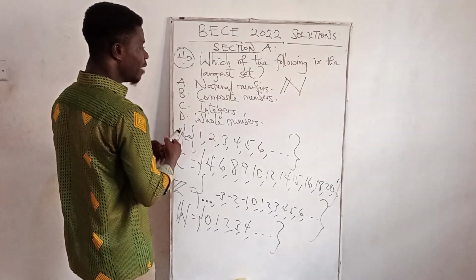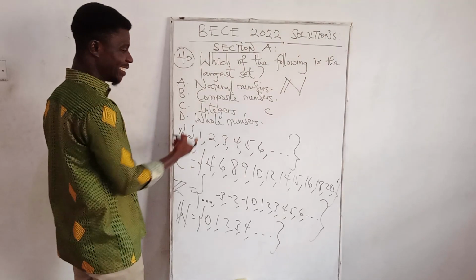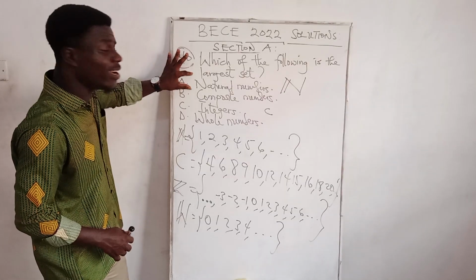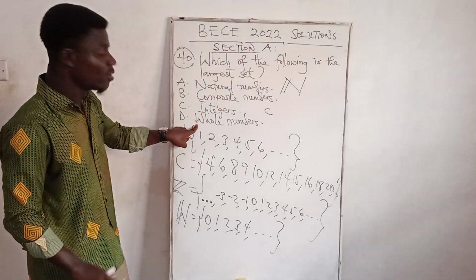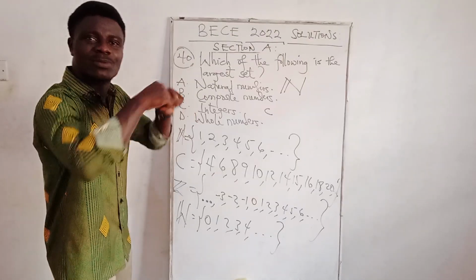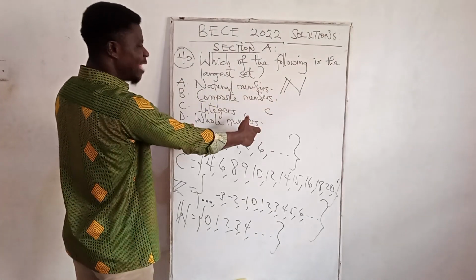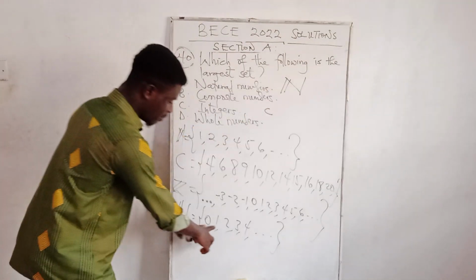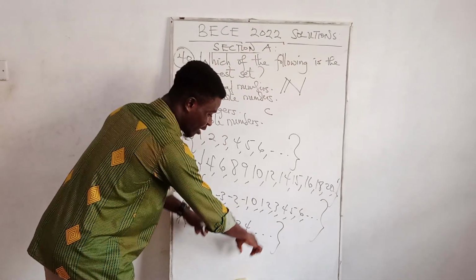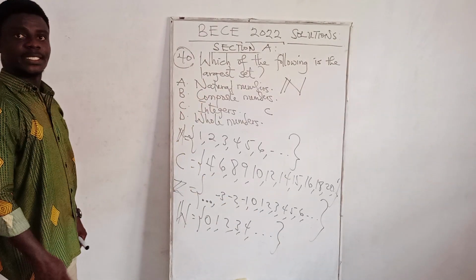So composite numbers is a subset of natural numbers, and also a subset of integers, and also a subset of whole numbers. Now, natural numbers is a subset of what? Whole numbers. Because whole numbers are counting numbers, including 0. Whole numbers start from 0, but natural numbers start from 1. So natural numbers is contained inside whole numbers.